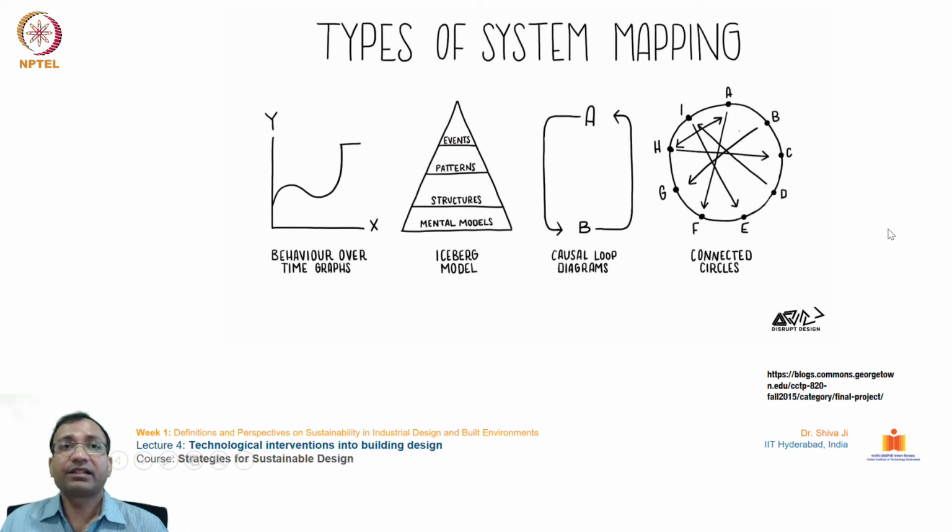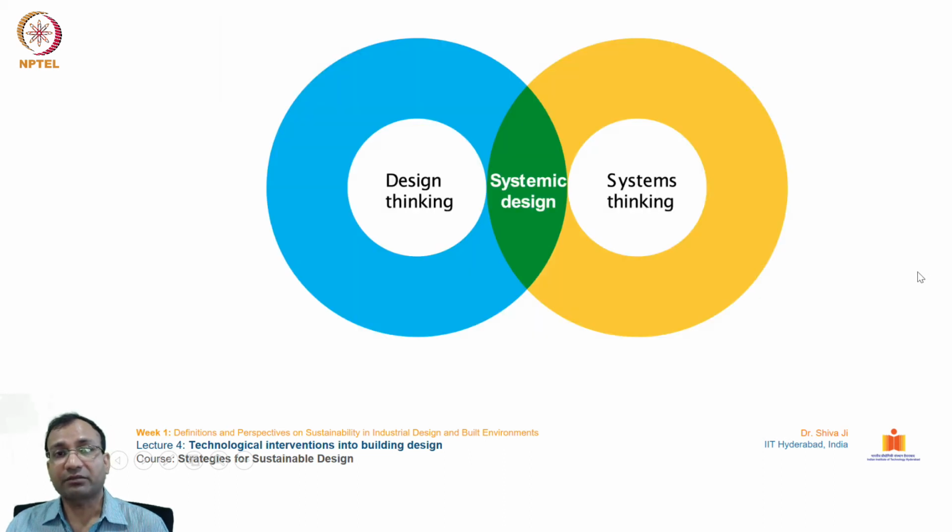Okay, different types of system mappings over here. There are four types mentioned: behavior over time graph, how things change over time and with differences in behaviors. This iceberg model, you may be aware of these models: mental models, structures, patterns, events. Drawing causal loop diagrams, like what the cause and effect phenomena are. So these are some of the several tools of system mapping. And again, the connected circles. Here we draw this systems map with connected circles, and we try to understand the activities, causes and effects in a bigger picture.